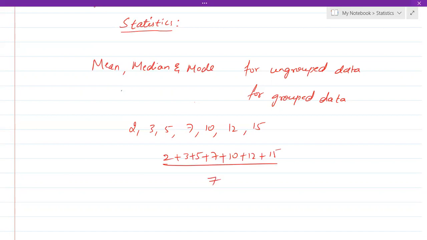So what is median? To find the median, you have to arrange the data in ascending or descending order. This is already arranged. The middle value gives you the median. 7 is the middle value, so the median becomes 7. To find the mode, what is mode? The data that is repeated more number of times. Here there is no data repeated more number of times, so the entire data becomes the mode. Suppose you have one more 12 here, then we can say the mode is 12. These are the things that we were doing in 9th standard.